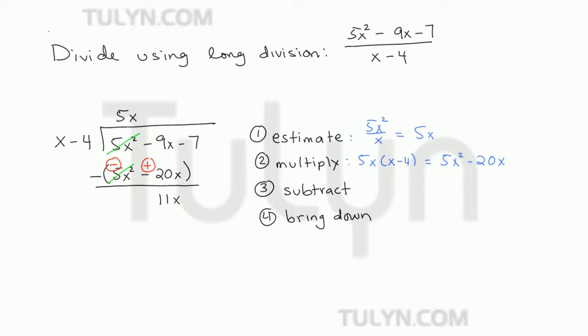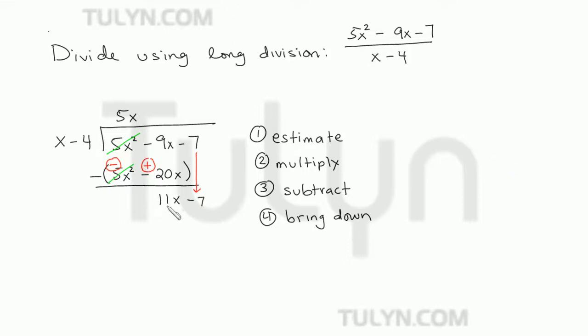And the last step is to bring down the next term. So in this case, it's negative 7. So now after doing this, we repeat again. So let's erase all the scratch work here so that we can do more scratch work.